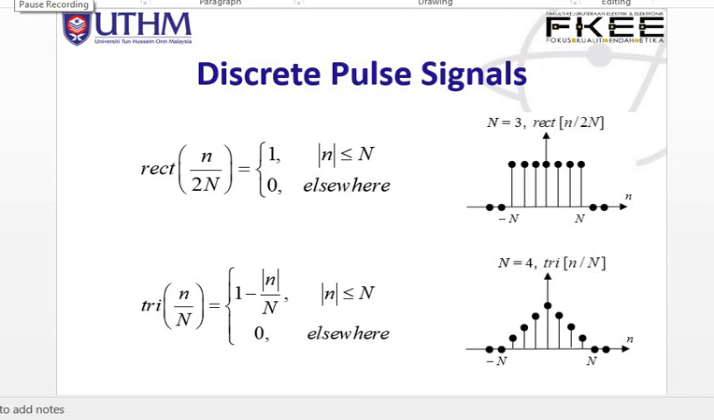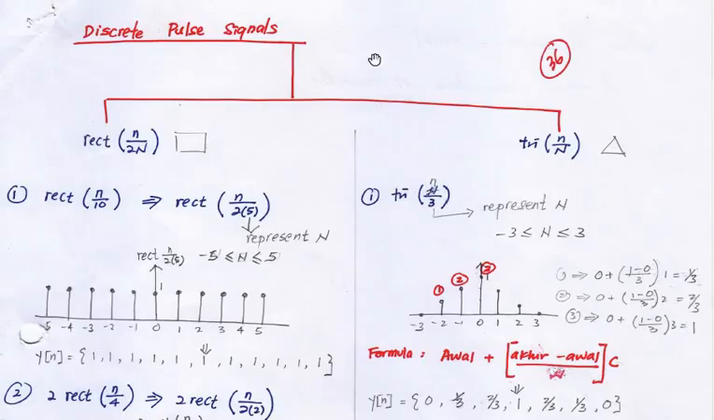Next, I would like to share the discrete pulse signals, the rectangular and triangular signals. What is the difference if you have different values or different amplitudes, and how do the rectangular and triangular signals look? Discrete pulse signals can be divided into two. One is the rectangular, which we write in the form rect n over 2N, so the signal is rectangular. Whereas the triangular is n over capital N, and the signal is in triangle form.